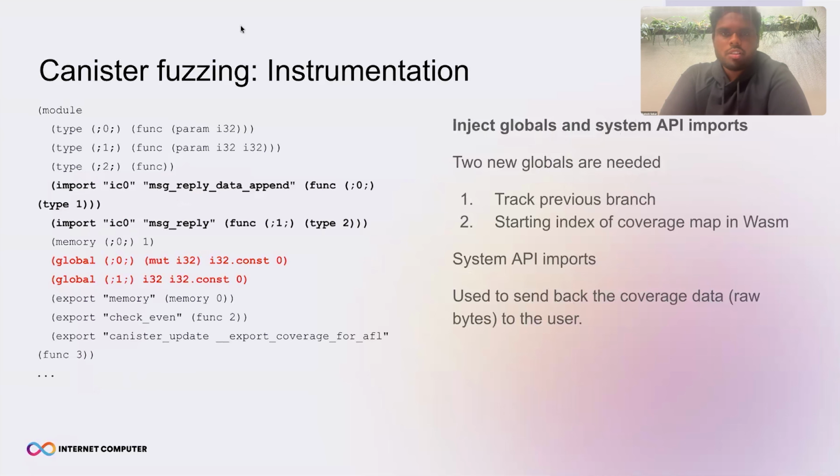So the first step of the instrumentation is injecting some globals and system API imports. Globals in WASM are the same as a global value in your code. The two globals which we inject are to track the previous branch and the starting index of the coverage map in WASM. I'll talk about why these are needed later on. And we also need system API imports. These are used to send the coverage map value from the WASM memory back to the fuzzing engine. You need the IC system API to do this communication.